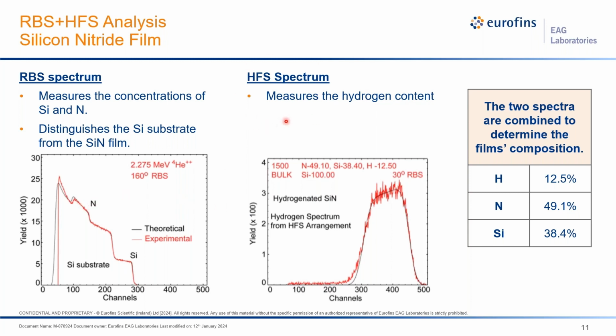The hydrogen is measured in a separate experiment, a hydrogen forward scattering experiment. And then the two data sets are combined to produce the overall composition of the film. So this is wonderful for things, as I said, several hundreds of nanometers thick. Sometimes one needs something much more surface sensitive.